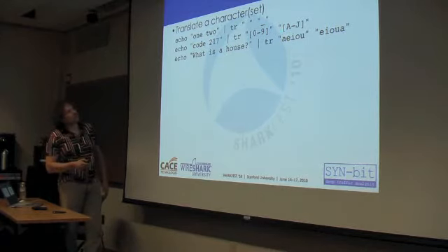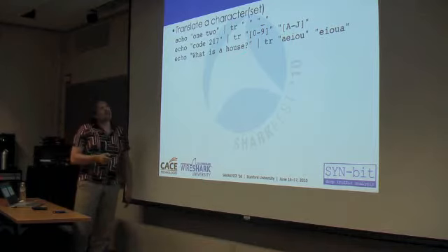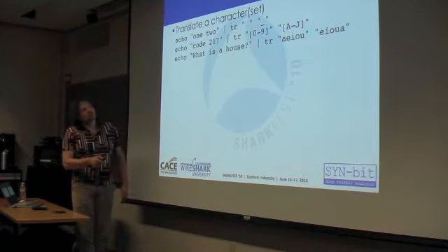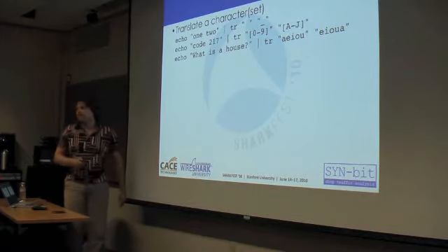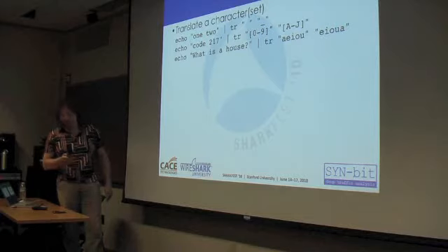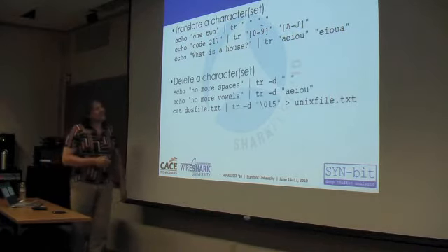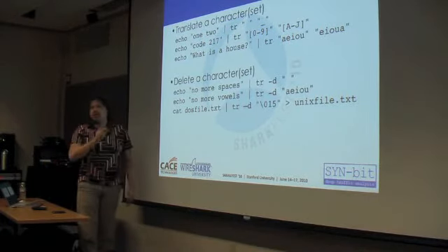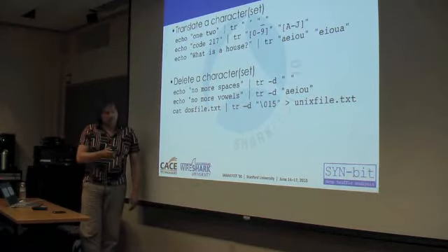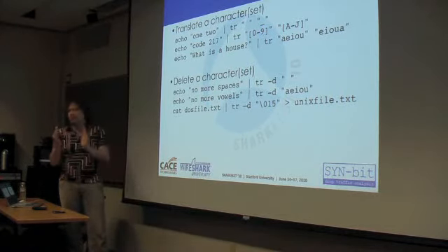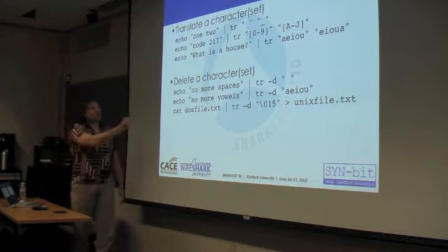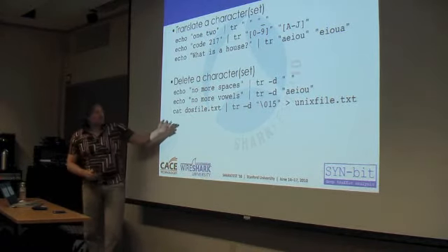Another not so useful example, but it shows you what is a house. If you translate these characters to these characters, all the vowels will be shifted by one, so it creates a mess. You can also use tr to delete things. For example, you can delete all the spaces, so every word will be back together. Or you can remove all the vowels, or this one is actually very useful.